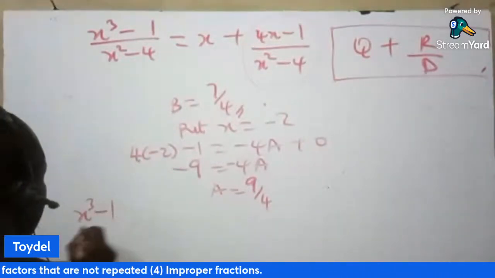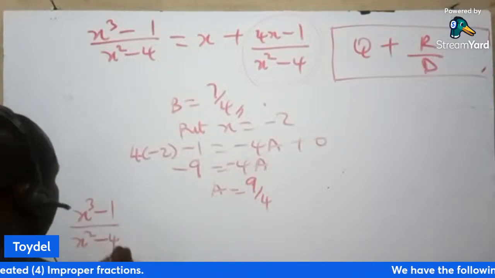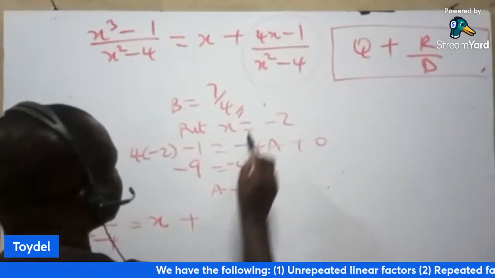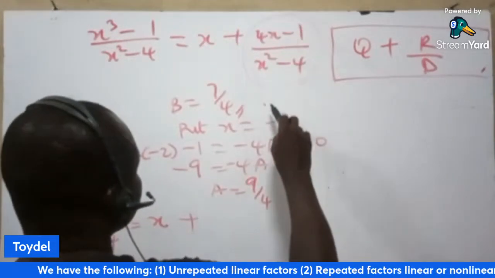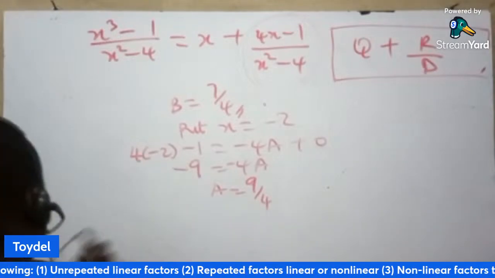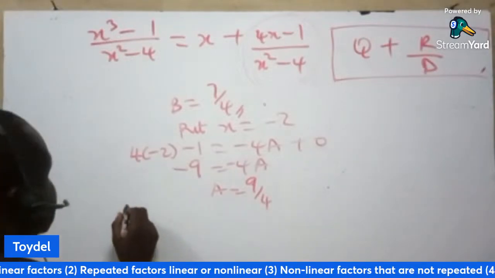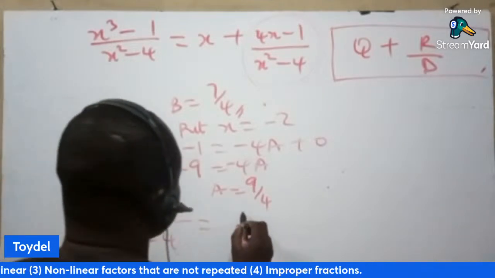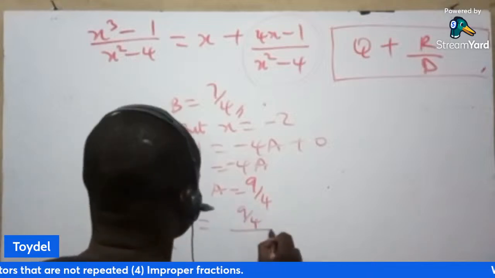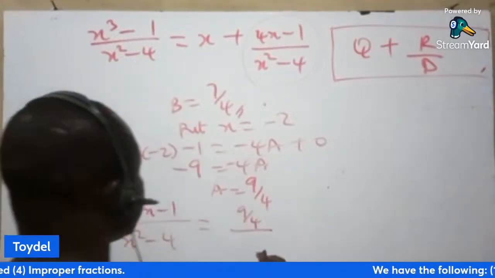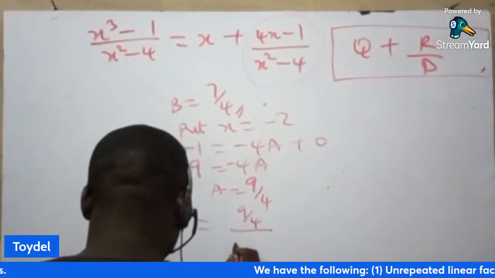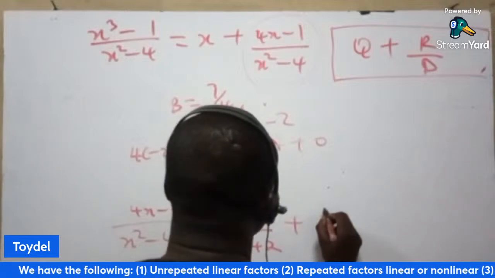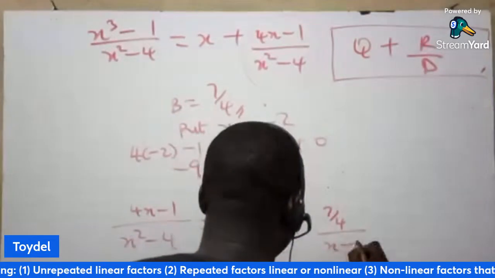x cubed minus 1 all over x squared minus 4, that we have resolved here, will now be x, plus, this is what we resolved in the partial fraction to get A and B. Let me first write out what we resolved. That is 4x minus 1 all over x squared minus 4 is now equal to A. A is 9 all over 4 into bracket x plus 2, plus B, which is 7 all over 4 into bracket x minus 2.